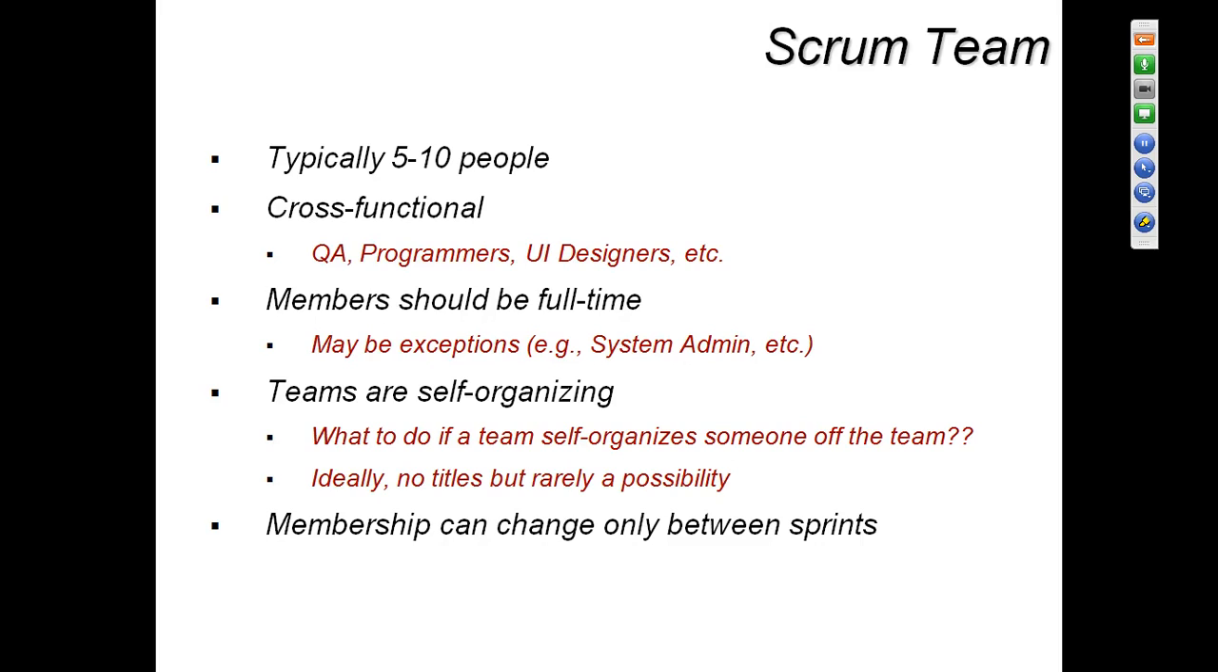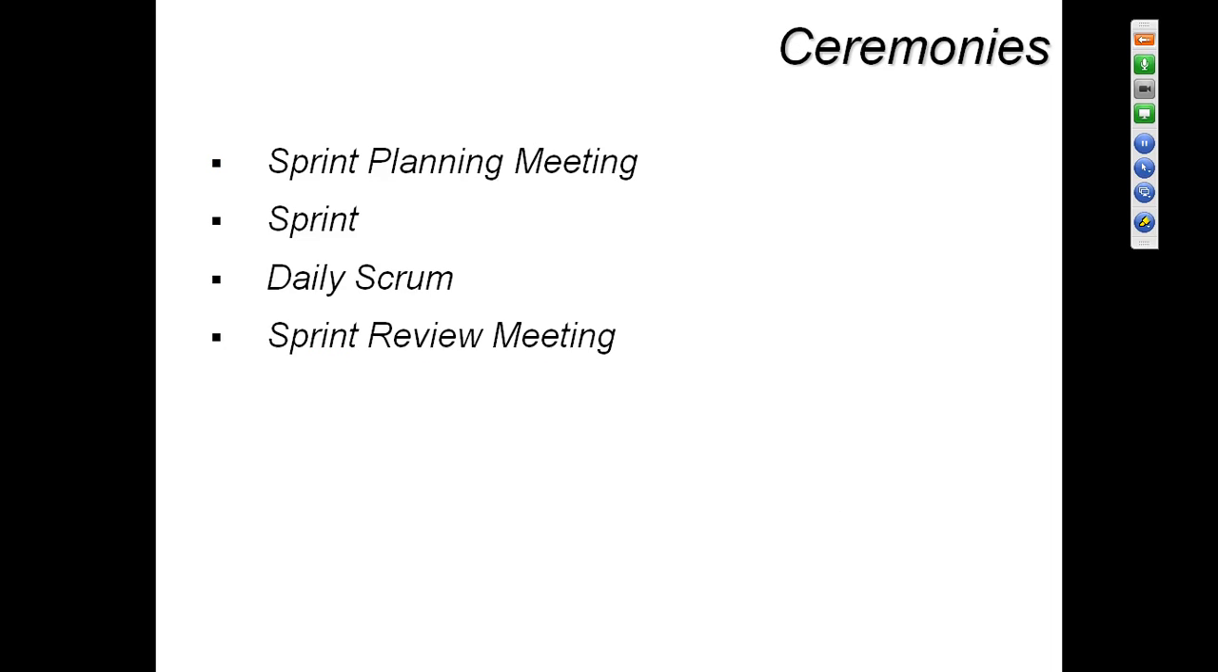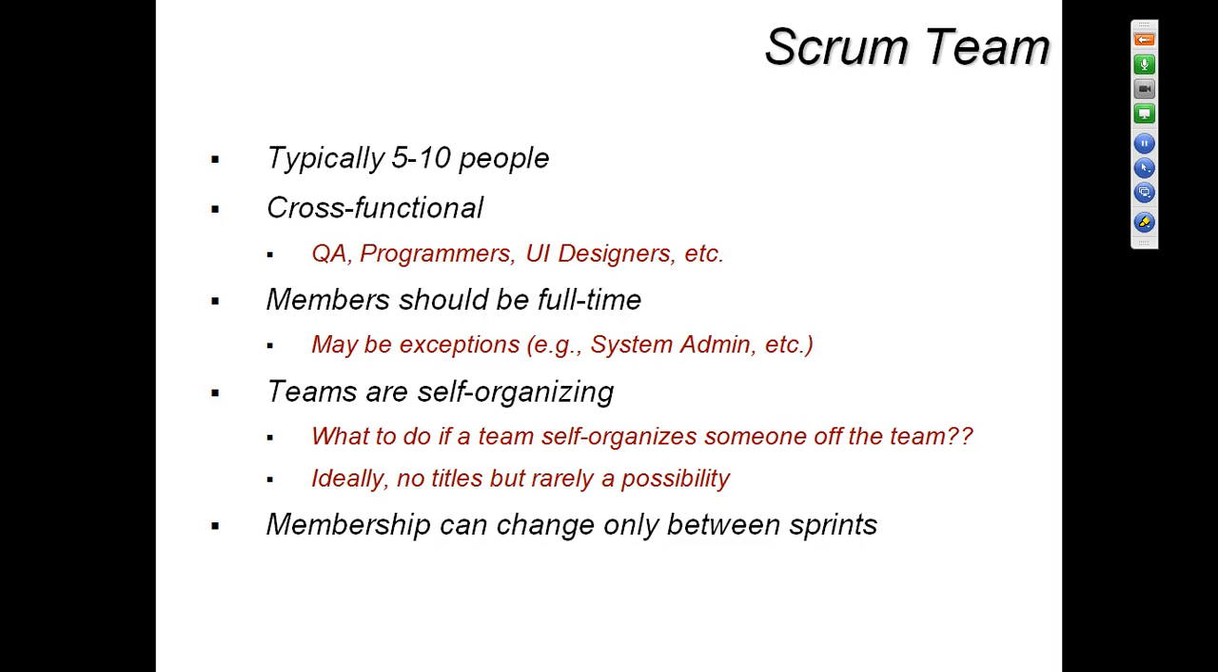If you maintain a single Scrum team of 15, 20 or 30 people, it's a little difficult to manage. That's why, if you have more team members, at that point you can divide them into different Scrum teams. That is one more important point you have to remember. Teams are self-organizing and should be full-time. Membership can change between sprints. So these are the Scrum team members.